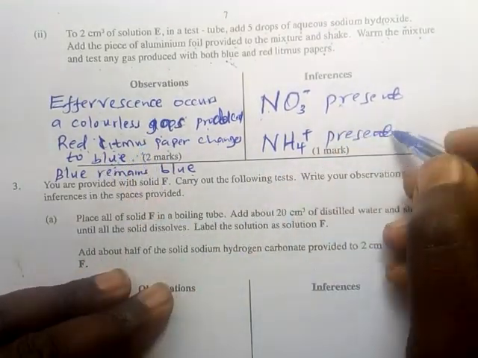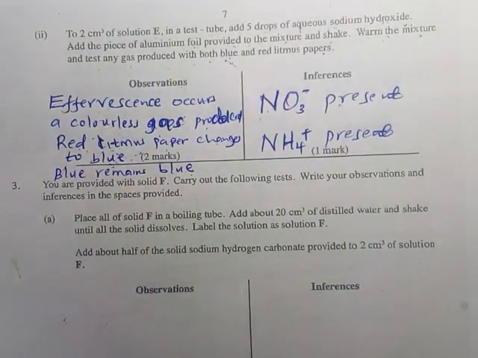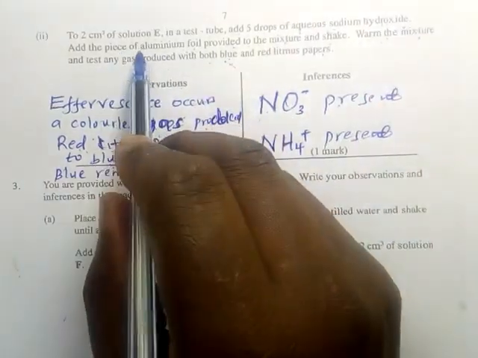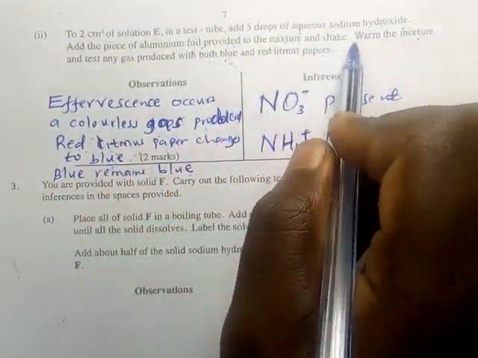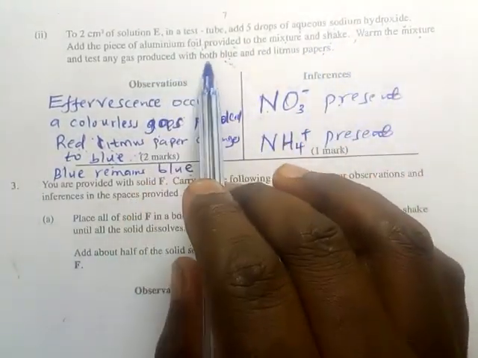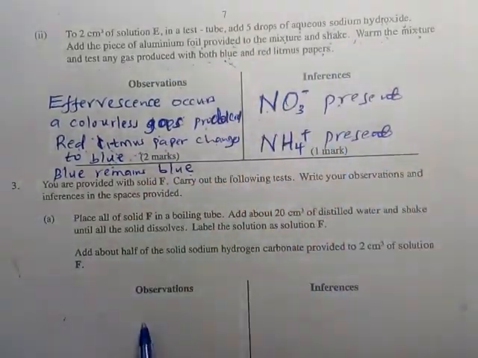So those are the observations and the inferences expected when you have sodium hydroxide reacting with the ammonium salt when warmed, and then the gases tested using litmus papers.